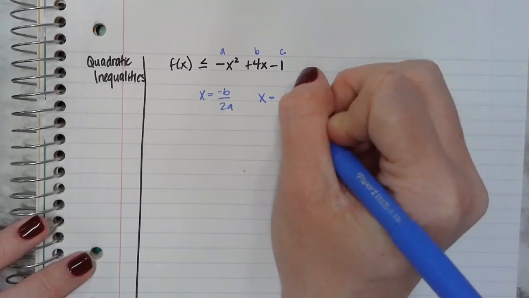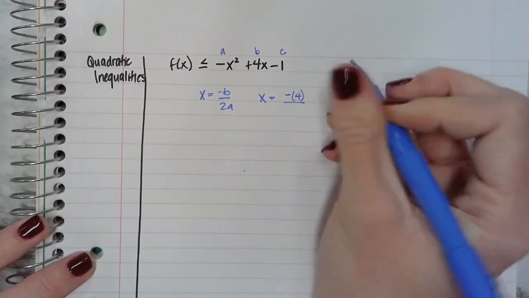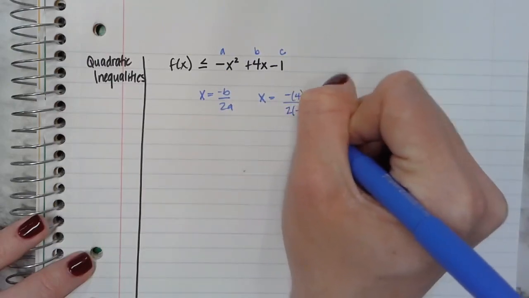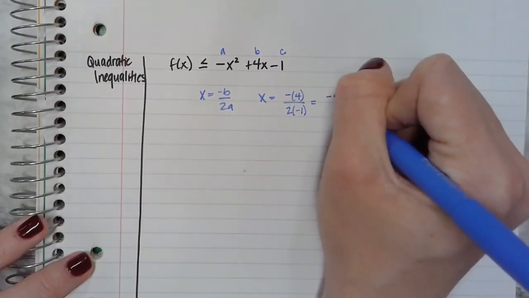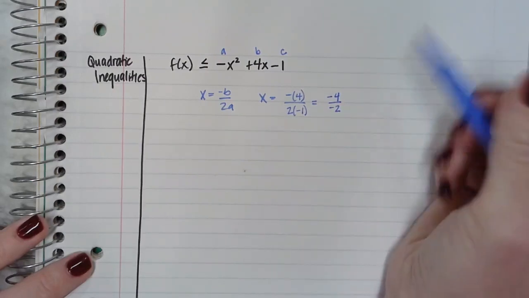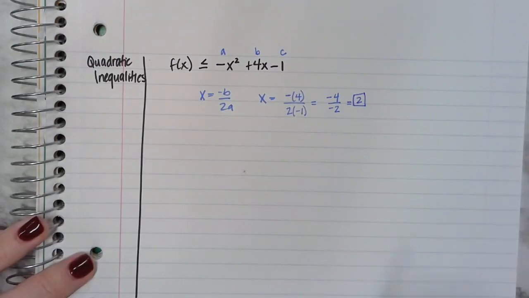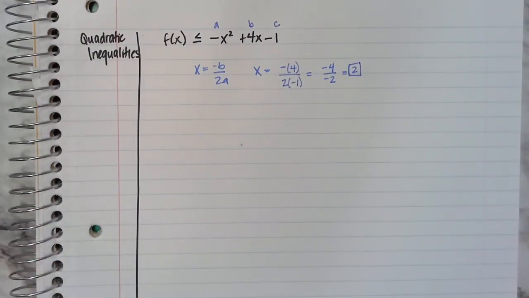Negative 4 over 2a. So our a term, there's no number in front, but we do have a negative. So that's 2 times negative 1. So then we have negative 4 over negative 2, which is a positive 2. Okay, so that goes in the middle row of our table.